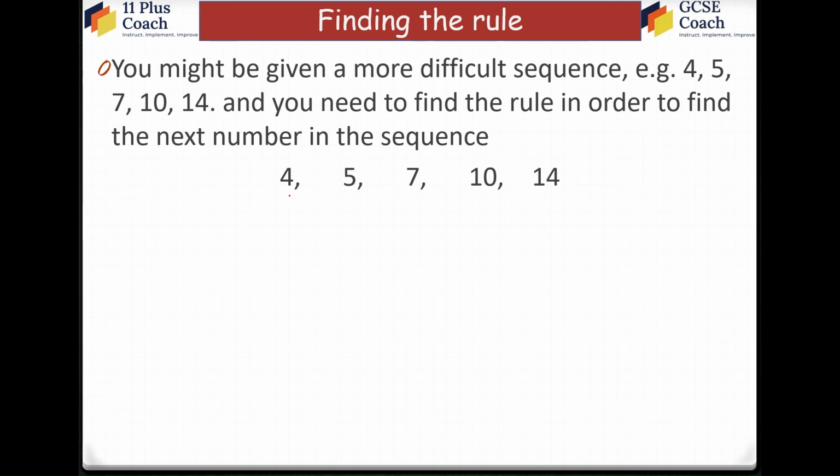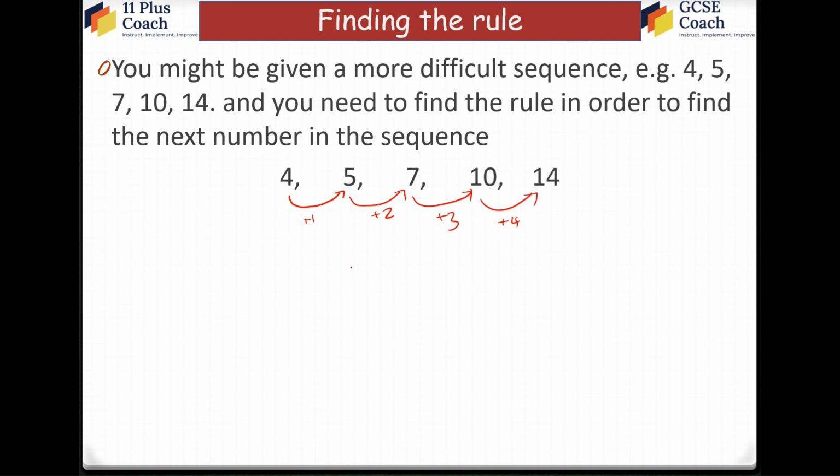Advice is always to find the common difference, or the difference from one term to the next term. So from 4 to 5, I'm adding 1. But from 5 to 7, I'm adding 2. And from 7 to 10, I'm adding 3. And from 10 to 14, I'm adding 4.